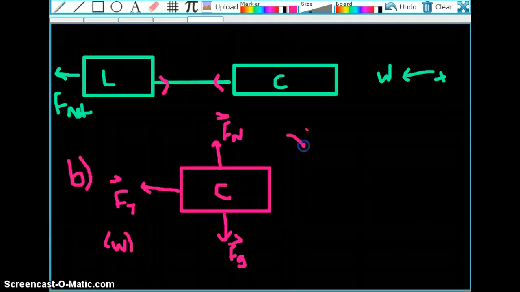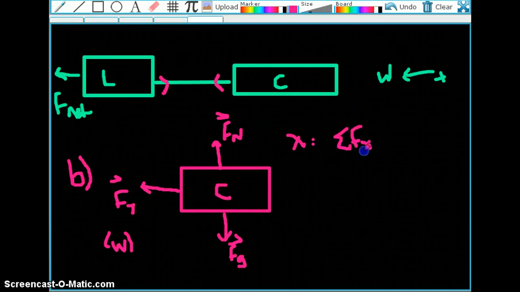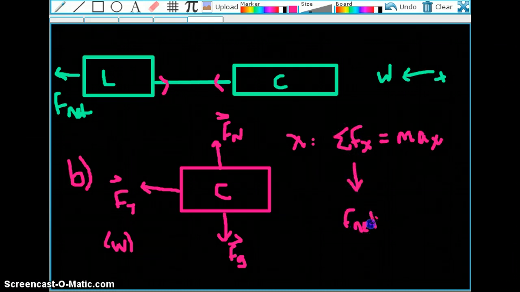So in the x component, we're going to write the sum of the forces in the x is equal to mass times acceleration in the x. We know that for sure. But this time round, we actually know what F net is. This is the F net we found in part A, essentially.